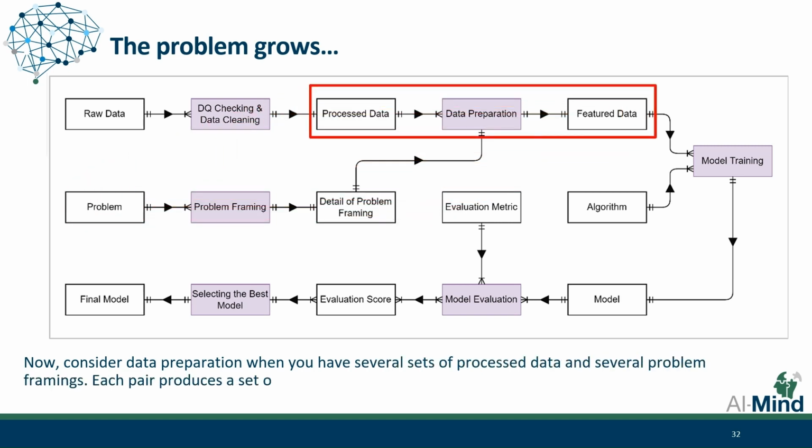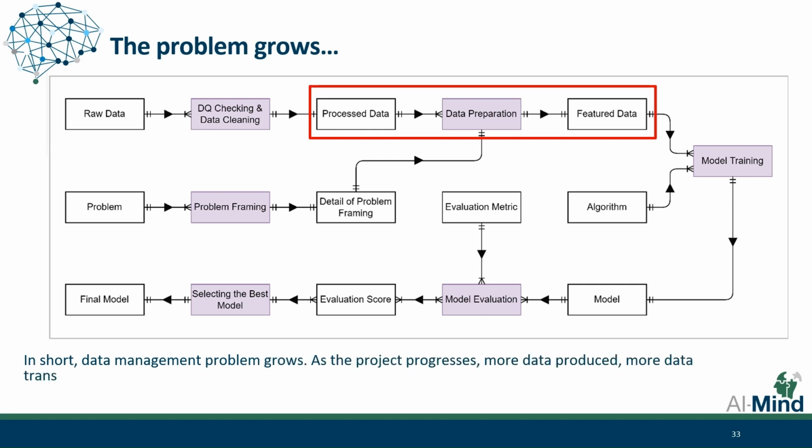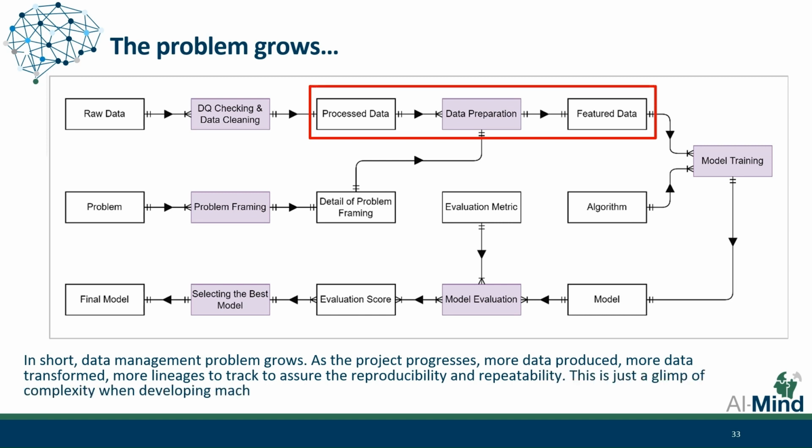Now, consider data preparation when you have several sets of process data and several problem framings. Each pair produces a set of featured data. In short, the data management problem grows. As the project progresses, more data is produced, more data is transformed, and there are more lineages to track to assure reproducibility and repeatability. This is just a glimpse of the complexity when developing a machine learning model.